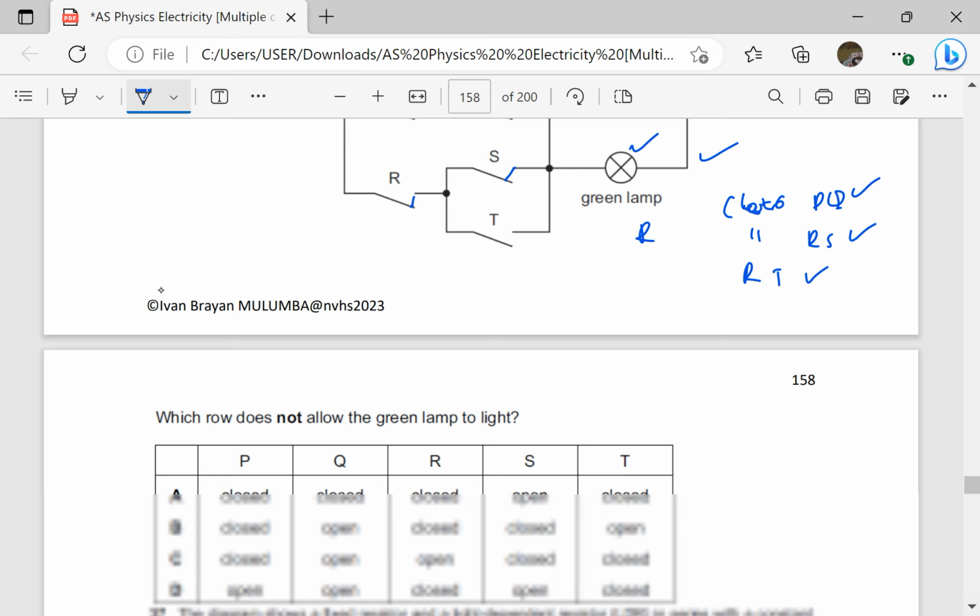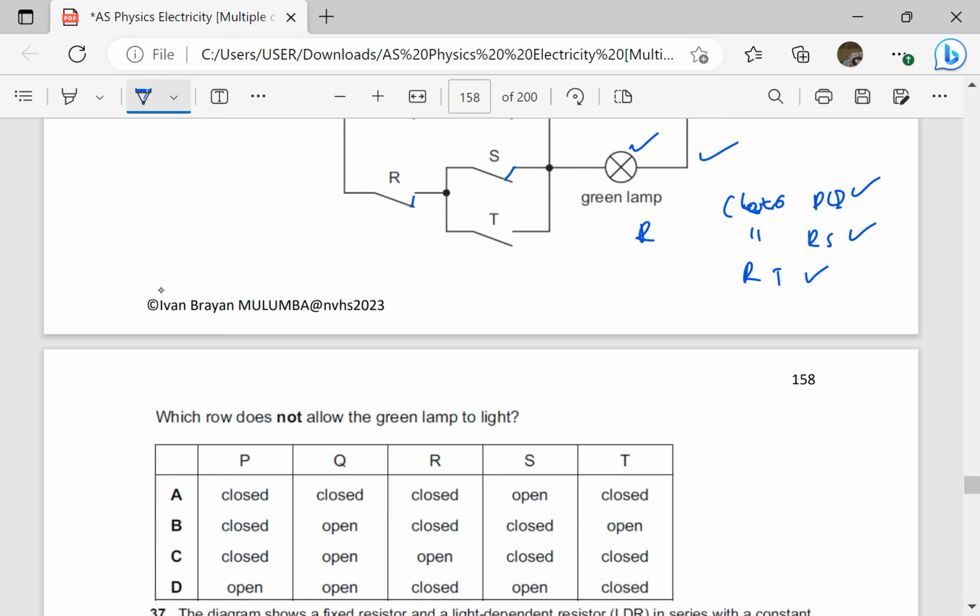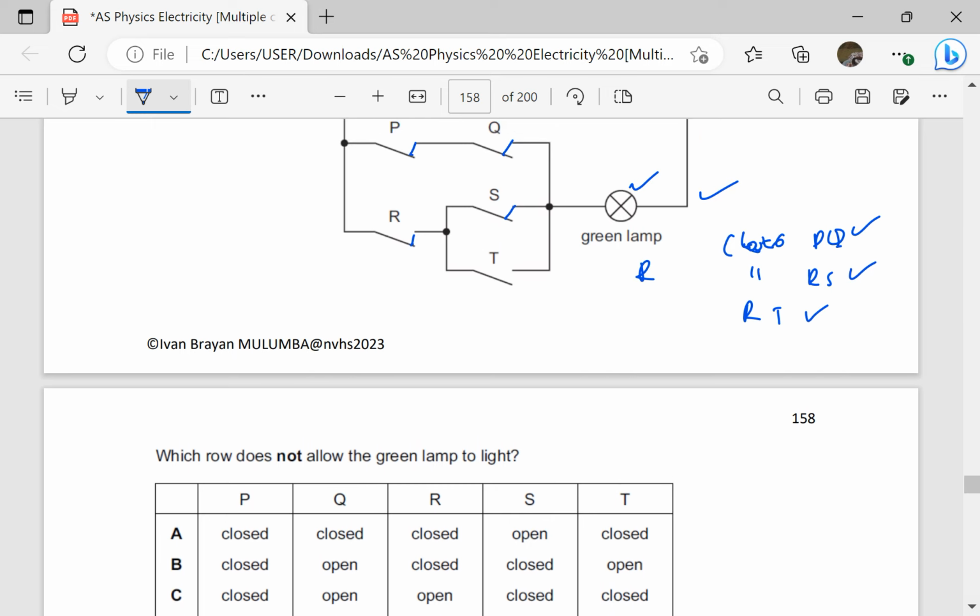Let's check the first row. The first row is showing P is closed, Q is closed. As long as the two which lead to the lamp are closed, it will always light. P and Q are closed, so the circuit is complete and that will light. Next, P is closed, Q is open, R is closed, S is closed. Note that if R and S are closed, the circuit is complete.